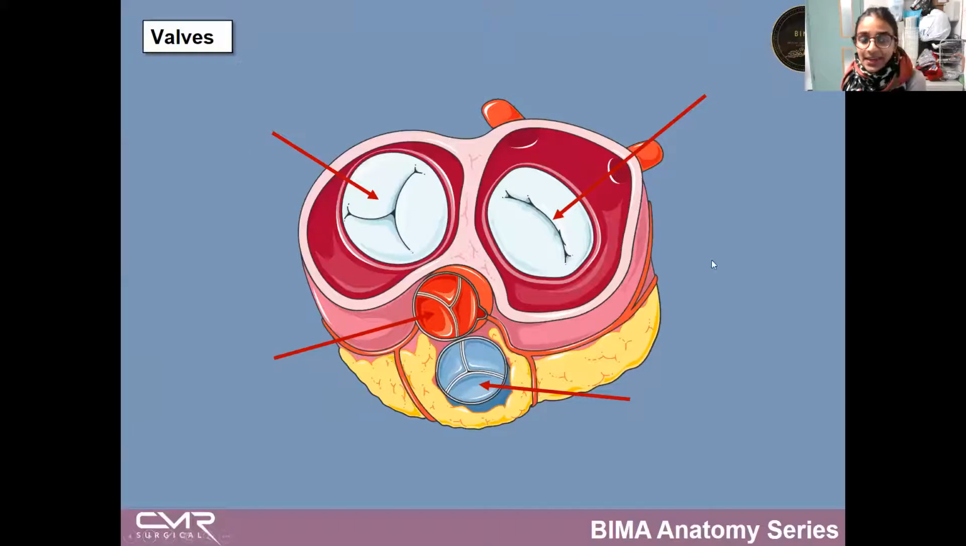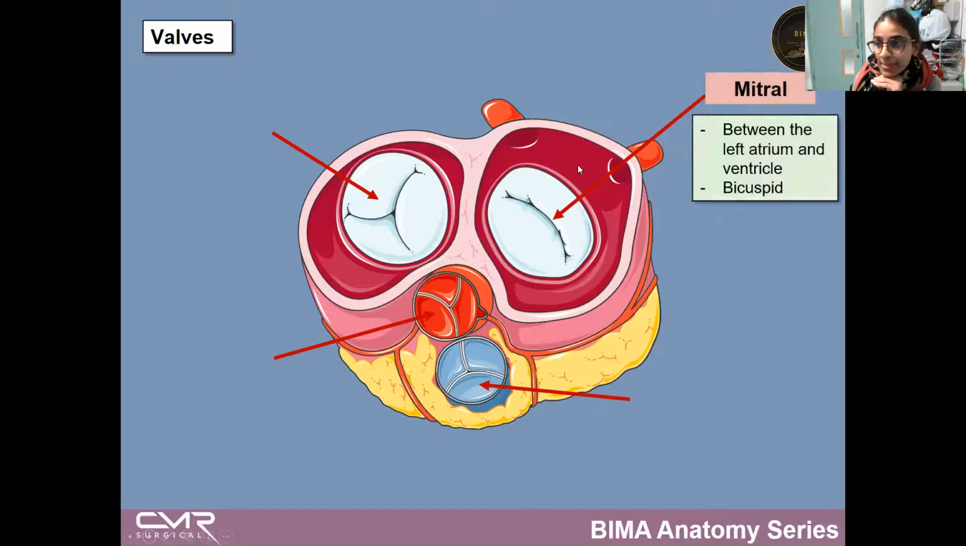So now let's talk about the anatomy of our valves. We've got this view, which is looking from above the heart, looking down onto each of the chambers and the associated valves. The first one that I'd like to speak about is the mitral valve. And as we said earlier, that connects the left atrium and the left ventricle.